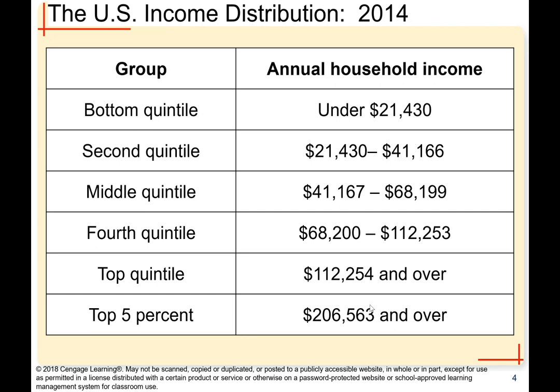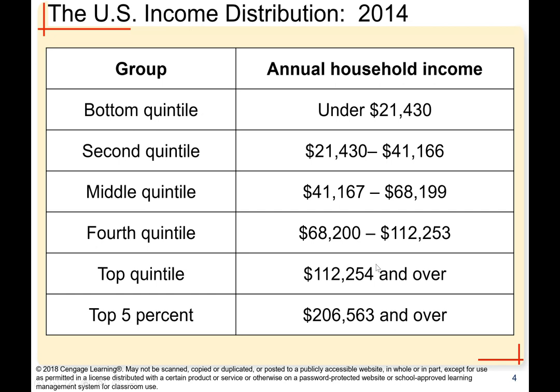2014 data. The poorest Americans, the bottom quintile, made under $21,430. The second quintile is between $21,430 and $41,166. The middle quintile would be $41,167 to $68,199. The fourth quintile, $68,200 to $112,253.